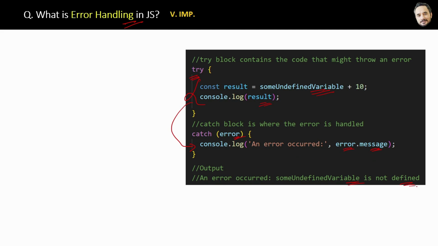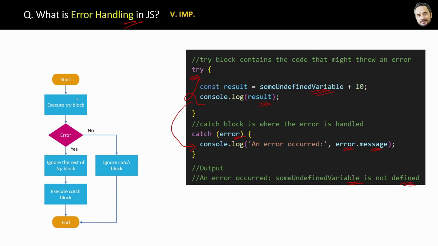Here is the flow of error handling. It will start from executing the try block. If any error occurs, then it will ignore the rest of the try block and execute the catch block. And if no error occurs, then it will ignore the catch block. Simple. So what is error handling? Error handling is the process of managing errors. Now you will remember this like a story.